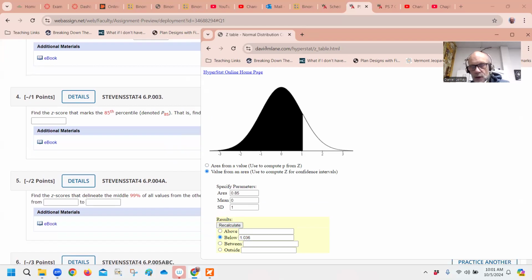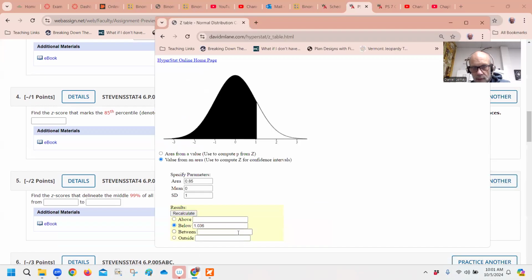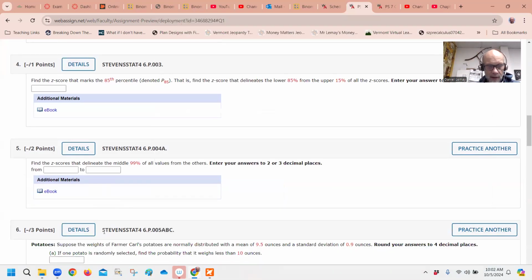So this one says, I know you can't see the whole thing, but it says find the z-scores that delineate the middle 99%. Well, we want between, right? The area we want is 0.99. So we're going to check between, and there are the two z-scores. Notice they're exactly the same. It's symmetric. So negative 2.576 and positive 2.576. That's a number we'll see often after this week. Okay, so that's how you do number 5.